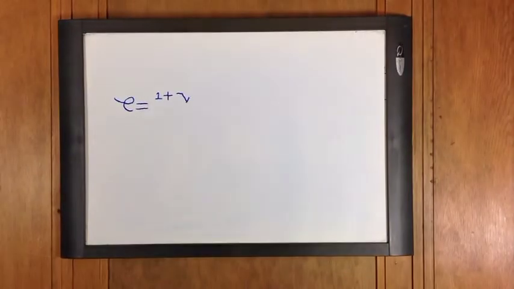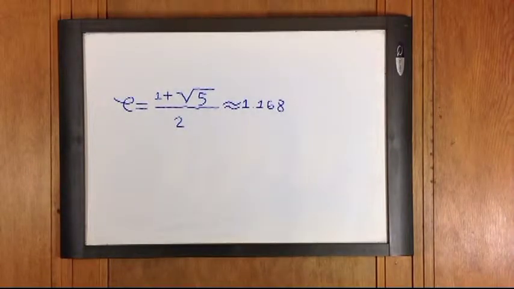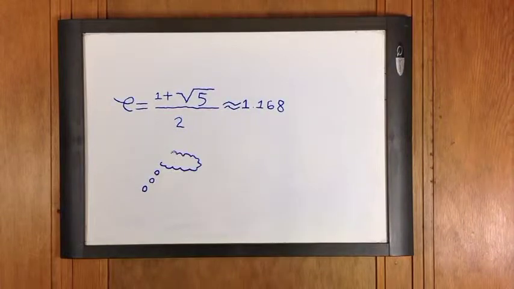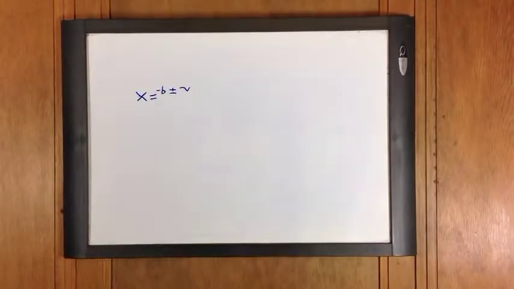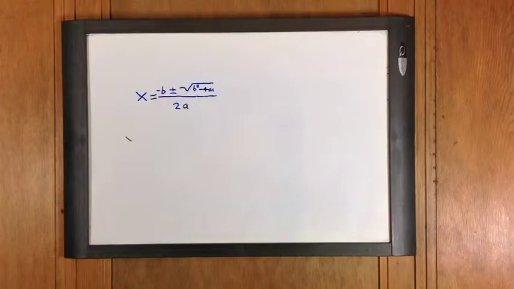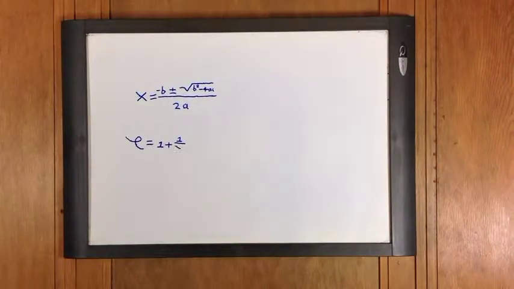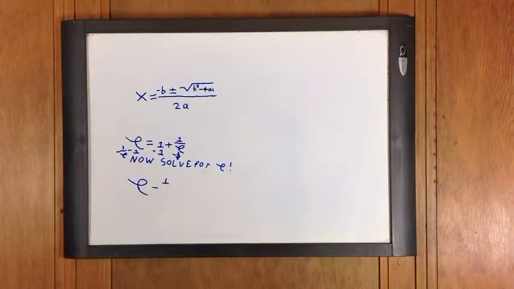Phi equals 1 plus the square root of 5 over 2, or around 1.618. Seem weird? Well, it is, but it's actually derived from the quadratic equation. An interesting quality of phi is that it is equivalent to 1 plus 1 over phi. This gives us the basis for our equation.